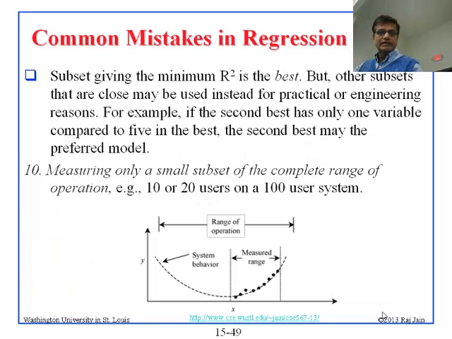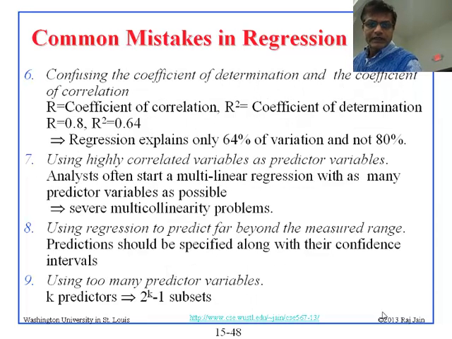And actually, the list continues, but I have an even bigger list in the book, I suppose. But let's see. Subset giving the minimum R square is the best, but other subsets that are close may be used instead for practical or engineering reasons. For example, if the second best has only one variable compared to the 5 in the best. Okay, so this is related to K predictors, using too many predictor variables. Basically what we said was that the solution for this was to run many subsets.